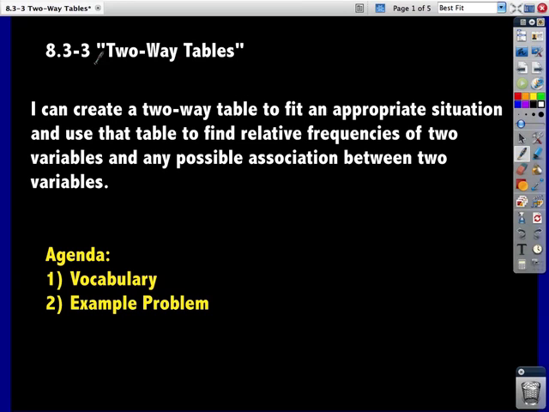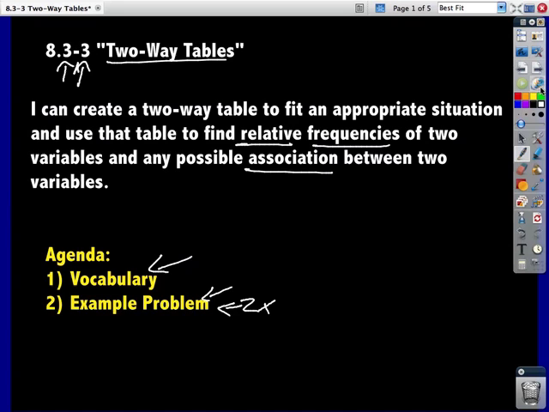So this is Unit 3, Lesson 3, entitled Two-Way Tables. Your I can statement is to create a two-way table to fit an appropriate situation and be able to use that table to find relative frequencies of two variables and any possible association between those two variables. We're going to first go over the vocabulary, the words that I underlined, and then we're going to do two example problems.